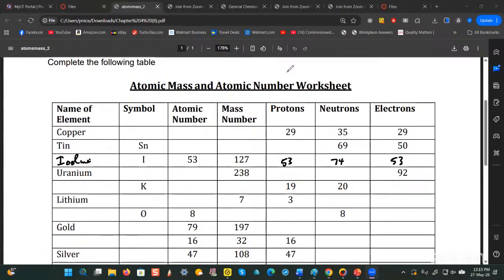Here you go, lovely lady. Yeah, so we're working on that. You need to be familiar with the definition of the atomic number, mass number, and so on. So if you have any questions, just let me know.